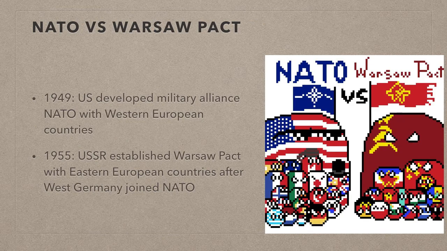The US formed NATO, or the North Atlantic Treaty Organization, in 1949, which was a military alliance with the countries of Western Europe and Canada. In response to this, the USSR formed the Warsaw Pact in 1955. This was specifically after West Germany joined NATO. And as we know, Hitler had tried to keep West Germany and Germany as weak as possible.